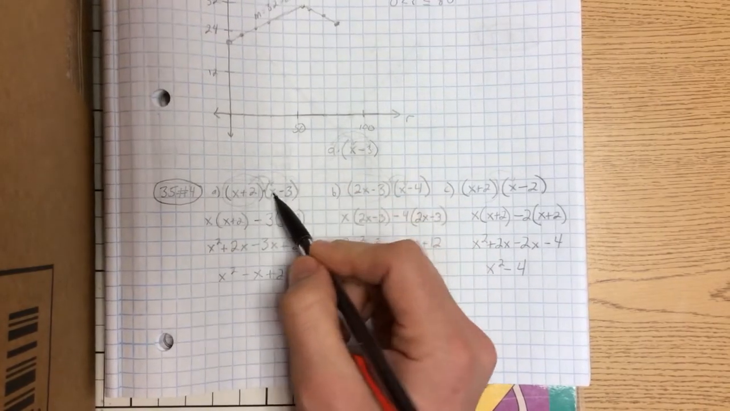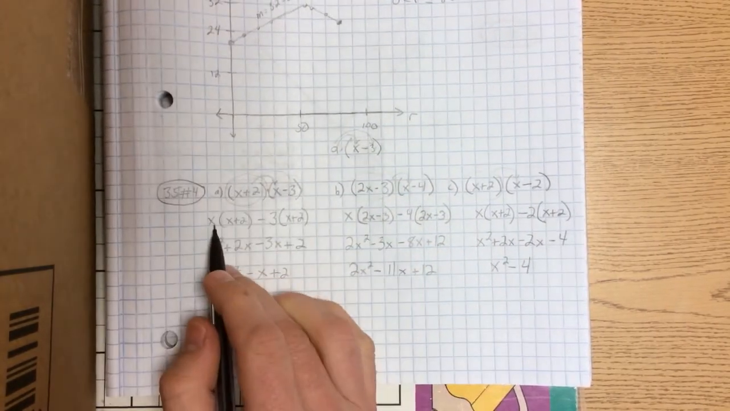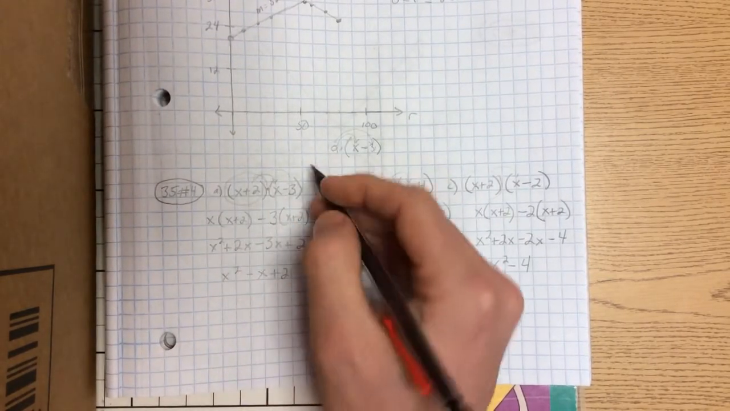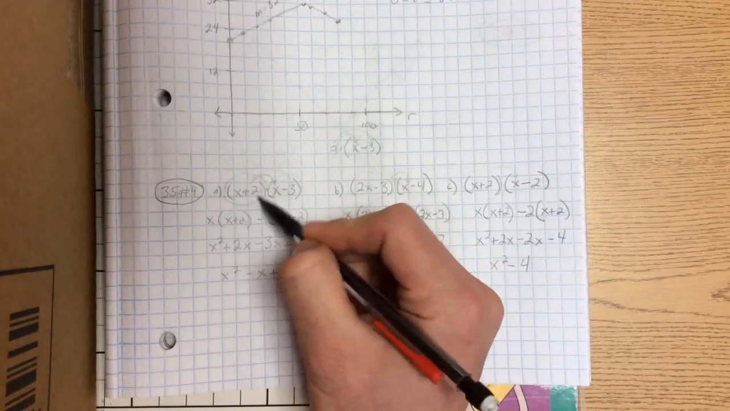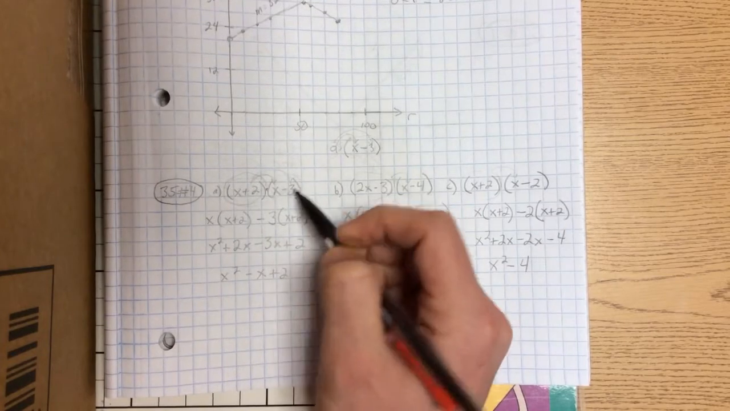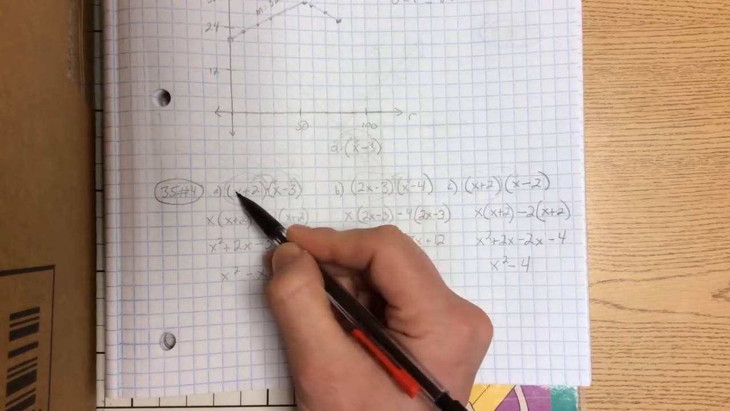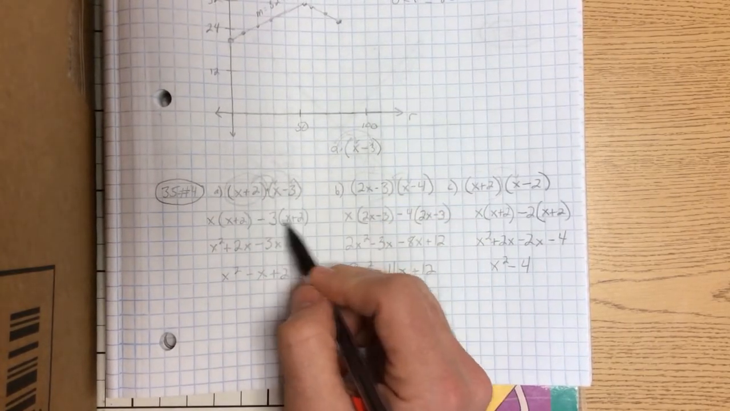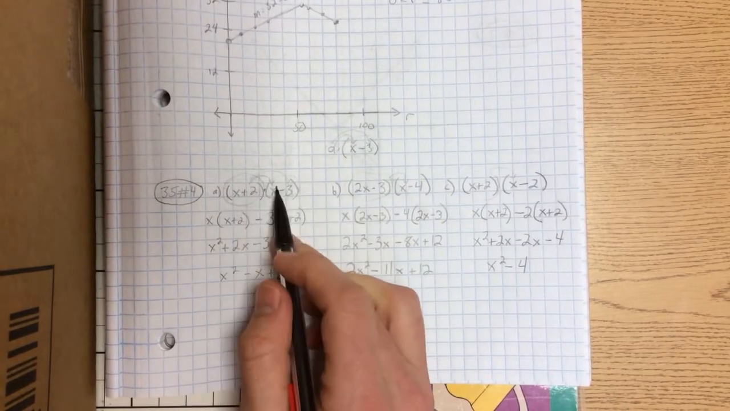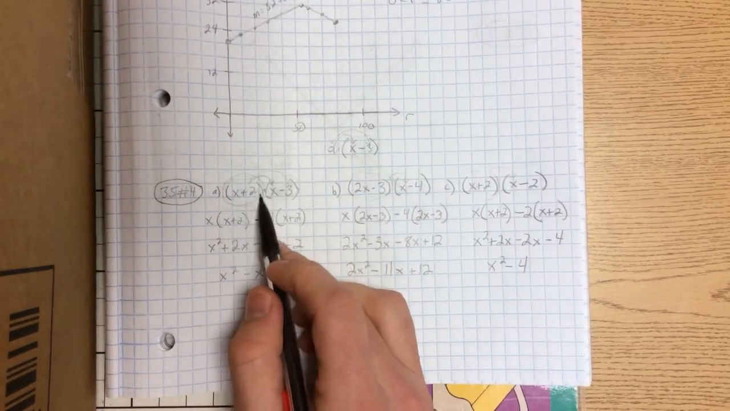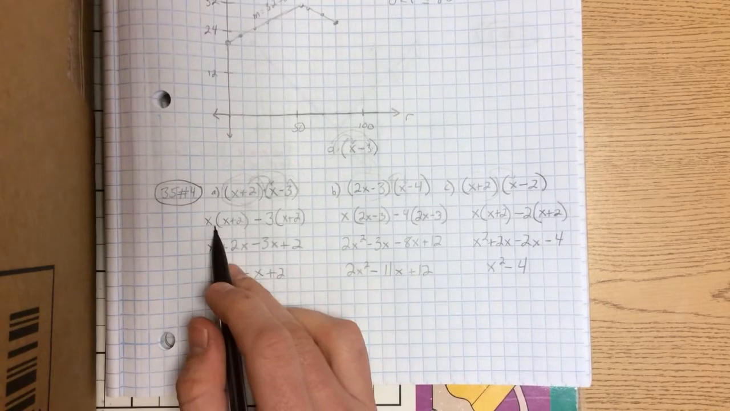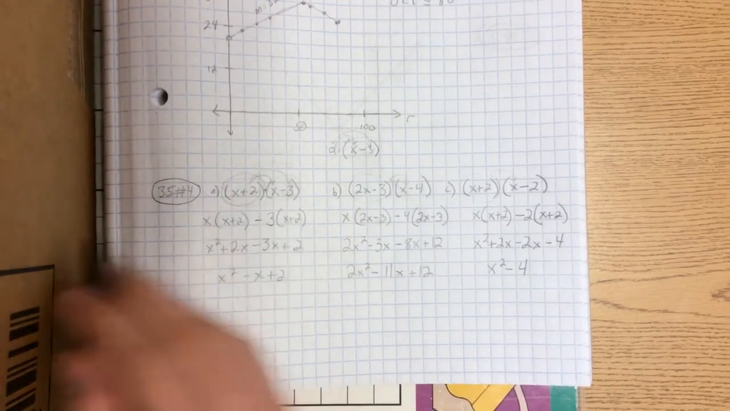And that's going to give me x times x plus 2, which you see down here. And then you're going to take the x plus 2 and distribute it to the negative 3, and that's going to give me negative 3 times x plus 2, which you get here. Okay, so that's the process of distributing the first term into both. So I get x times x plus 2 minus 3 times x plus 2.